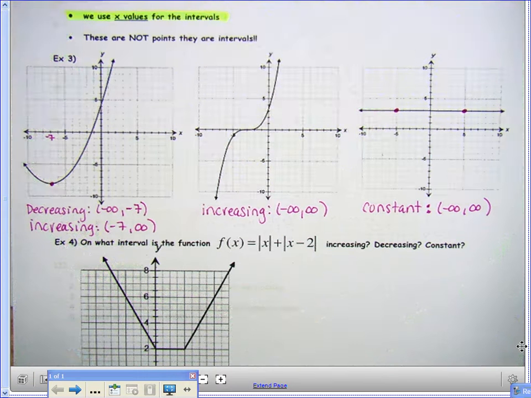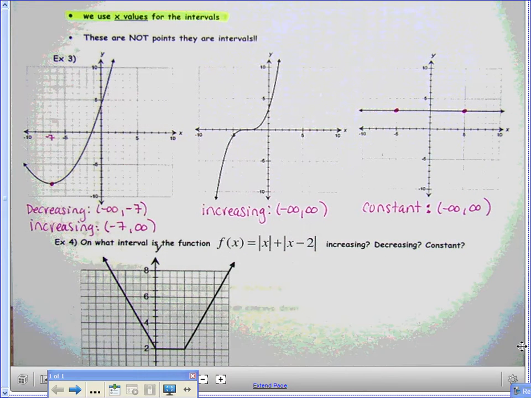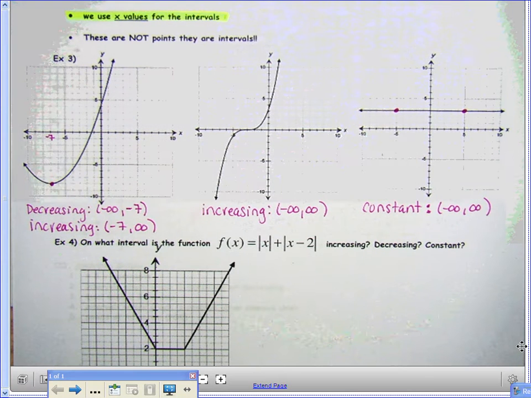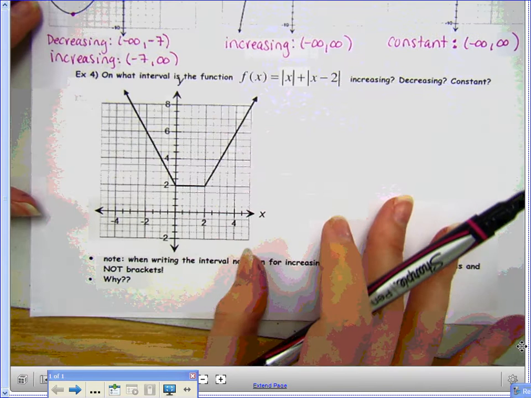No, you always use parentheses because that point, which is your maximum or minimum point, is where it's changing from increasing to decreasing, and since we don't know which one it's doing, we can't say that we're including the point for the increasing or decreasing. So why don't you guys do this example right here.